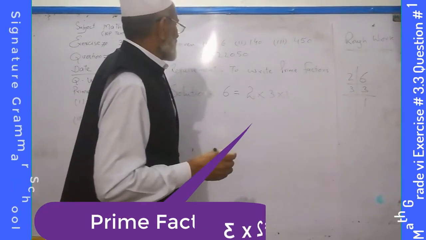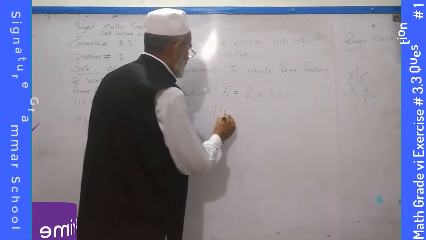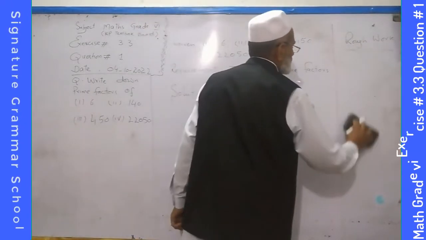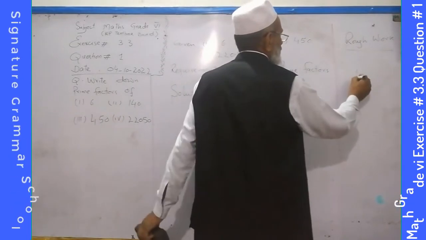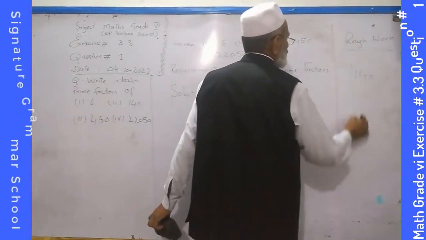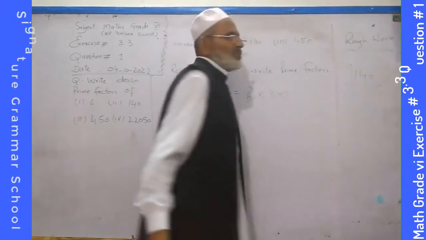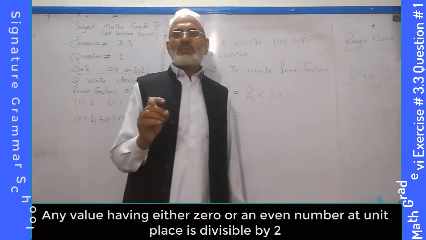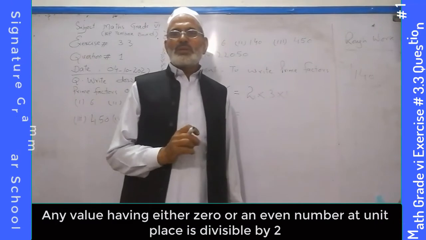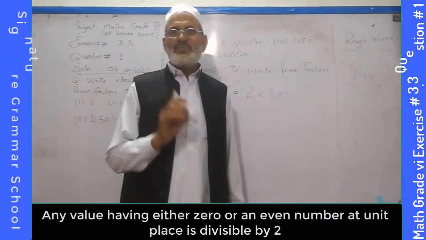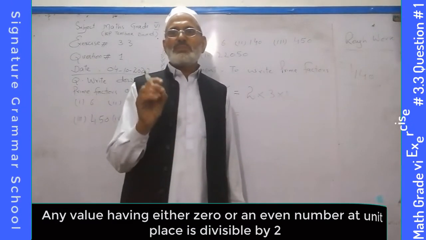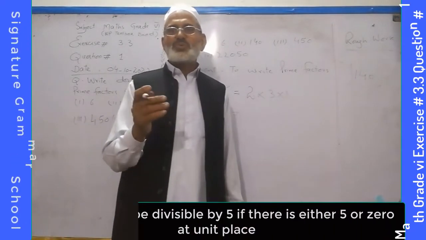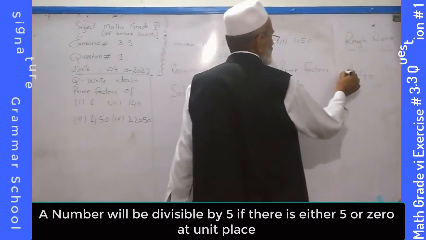Now coming to the second one, there's 140 and we have to find out the prime factor of 140. I'll write 140 here and draw 2 lines like this. You know, the last digit is 0. Whenever there is 0, that number is divisible by 2, by 5 and by 10. So we are taking the lowest one, that's 2. So I am going to divide it by 2.